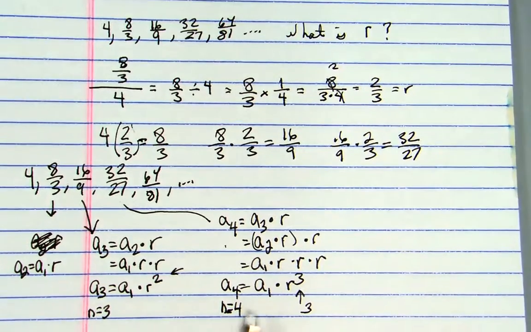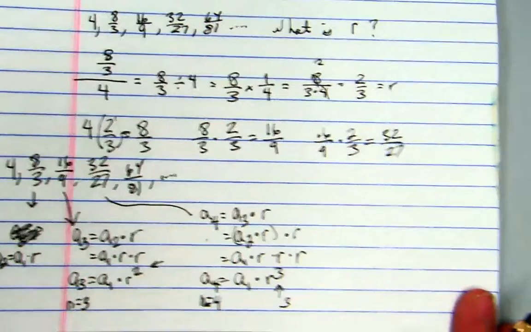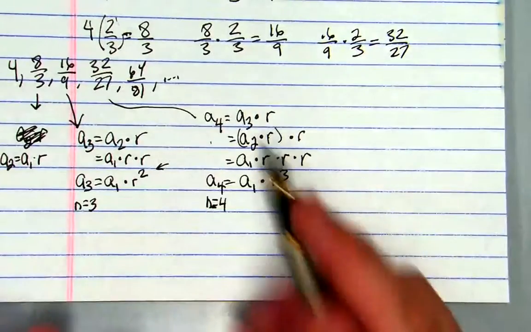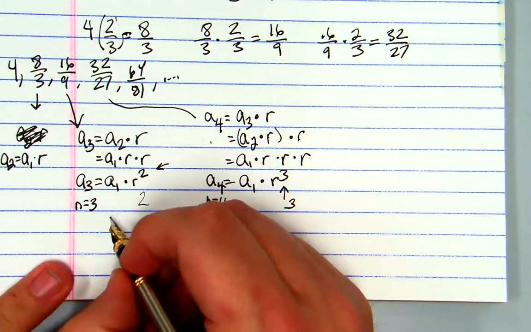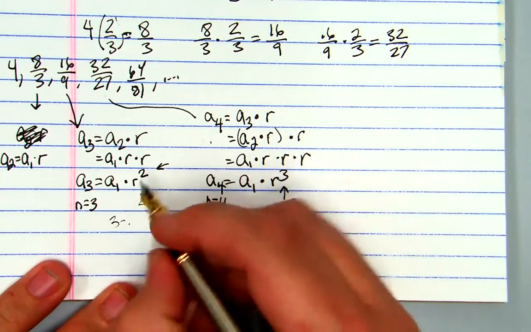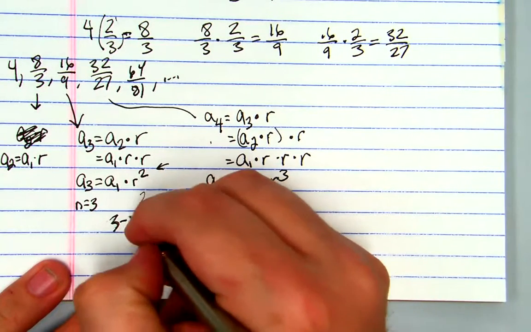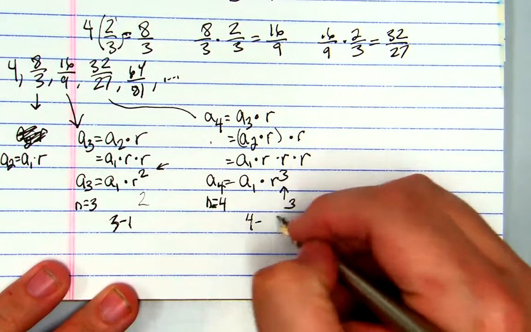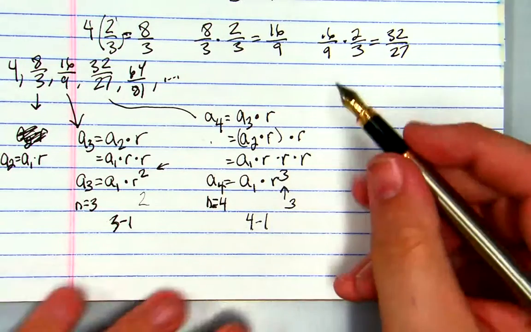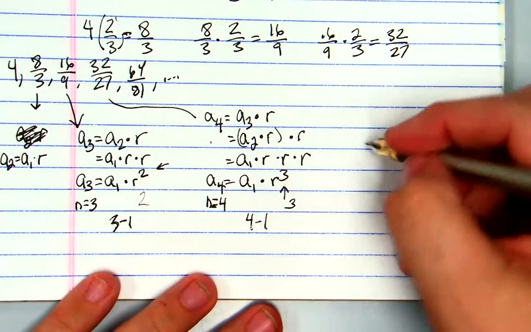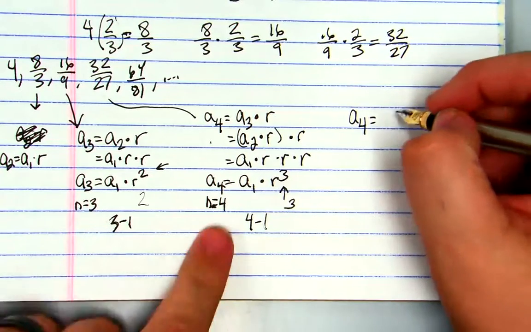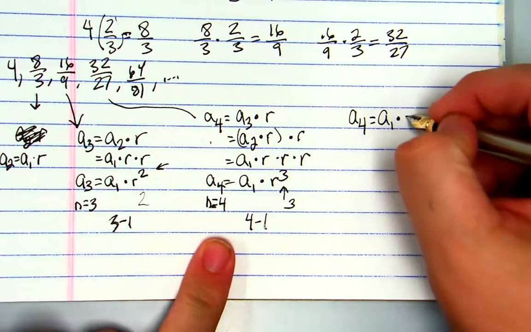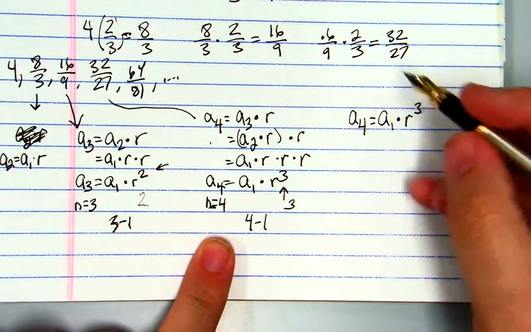So how do I go from 4 to 3? That's the big question. How do I go from n equals 3 to a power of 2? Well, that would be 3 minus 1. Sorry, this one's 4 minus 1. So if I want to find a sub 4, I need a sub 1 times r to the third power.